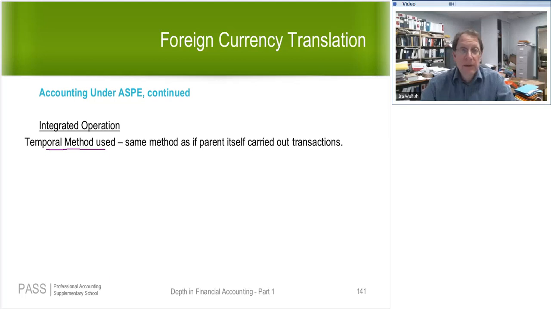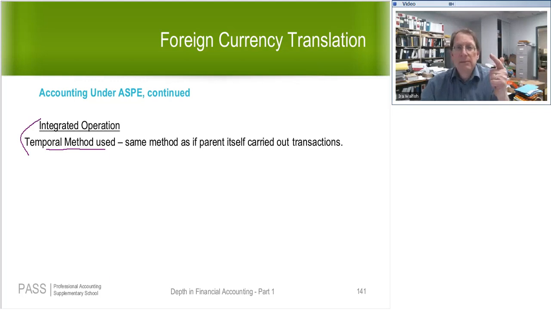So, people, what have we got? This ends ASPE. What do we got? I got 3 situations and 2 accounting methods, and that's the entire ASPE. What are my 3 situations? Number 1, Canadian company buying or selling direct, no sub. Use the temporal method. Number 2, integrated operation. I have a sub, but they're integrated. Same method, temporal method.